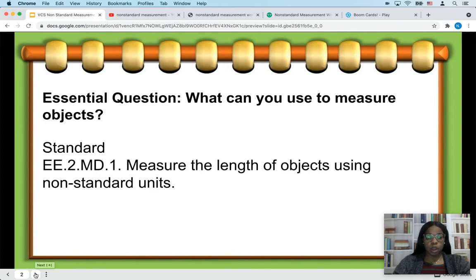Essential question: What can you use to measure objects? Standard: Measure the length of objects using non-standard units.